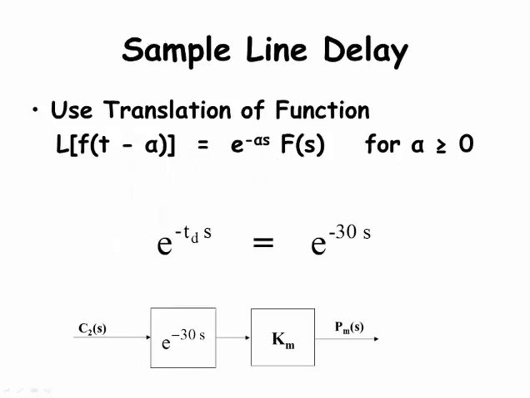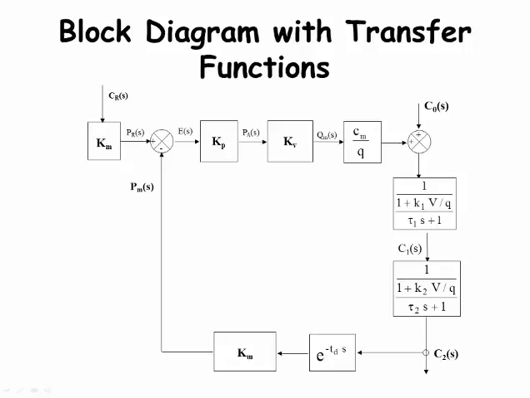The way that we will handle sample line delays in the analysis and the block diagram is by using a translation of function term. This was covered in section 5, page 5-3. We will multiply the transfer function by e to the minus td times s. In the block diagram, we will add a transfer function with e to the minus td times s in it as shown in the feedback line. Here is the block diagram with transfer functions we have just covered. Starting in the bottom right corner, we see the process output tank 2 concentration C2.